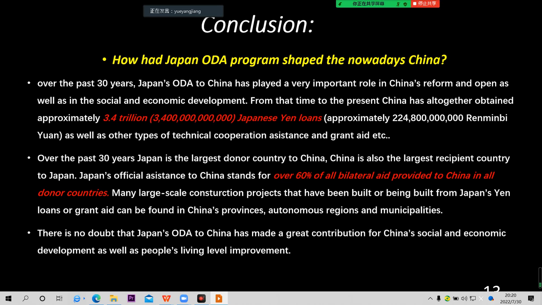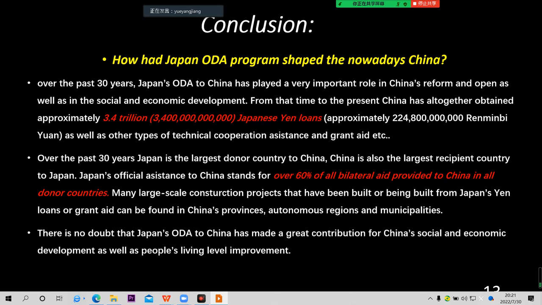Many large-scale construction projects that have been built or are being built with Japan's yen loans or grant aid can be found in China's provinces, autonomous regions, and municipalities. And there's no doubt that Japan's ODA to China has made a great contribution to China's social and economic development, as well as the improvement of people's living standards. So I, as a Chinese young scholar, hold a very high appreciation for Japan's ODA to our country. In China, the ODA topic was not very often brought up by our government or leaders, and many Chinese people just took ODA for granted, with no thanks to Japan or the Japanese government.